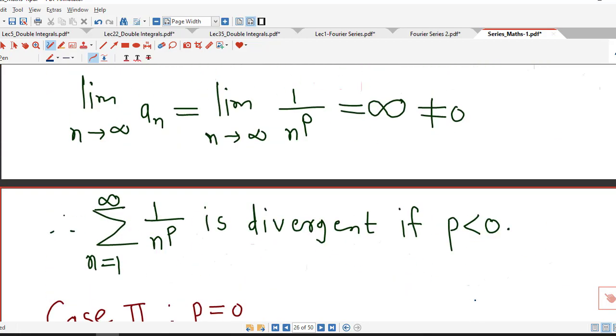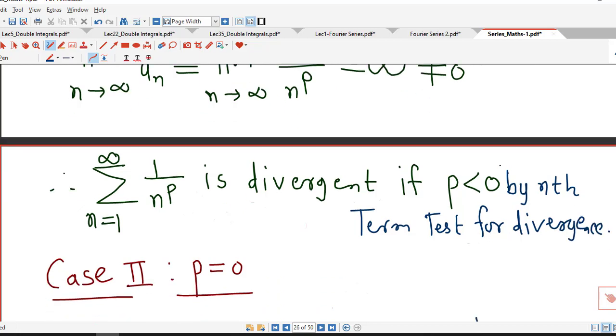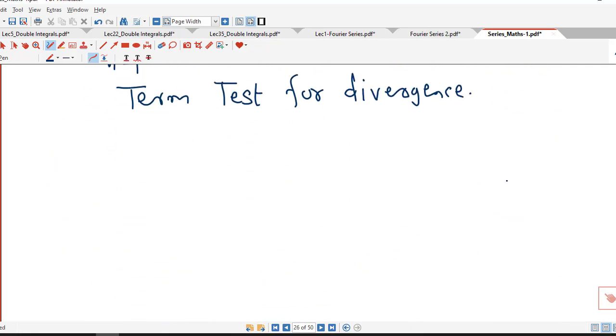Here also we have to mention the series is divergent if p is less than 0 by the nth term test for divergence. So if p is less than or equal to 0, we have shown that the P series is divergent using the nth term test for divergence. Now we consider the third possibility, that the power p is positive.